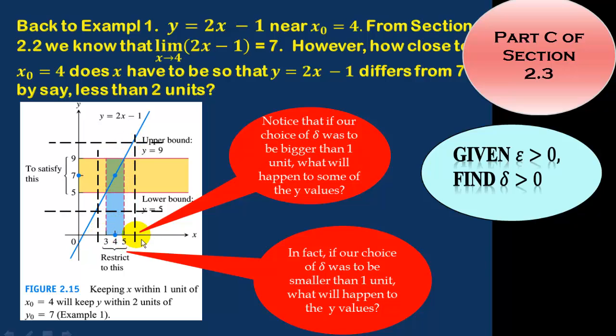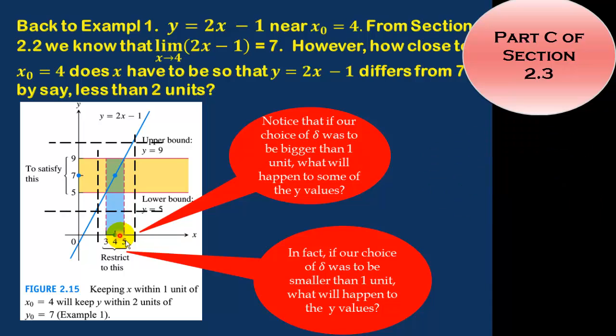And if our delta were to be smaller than 1 unit, so it's right there. Suppose less than 1 unit, we're good. We're guaranteed that these y values stay within the yellow strip. So as long as we don't go beyond 1, we can have a delta less than 1, it will still work.